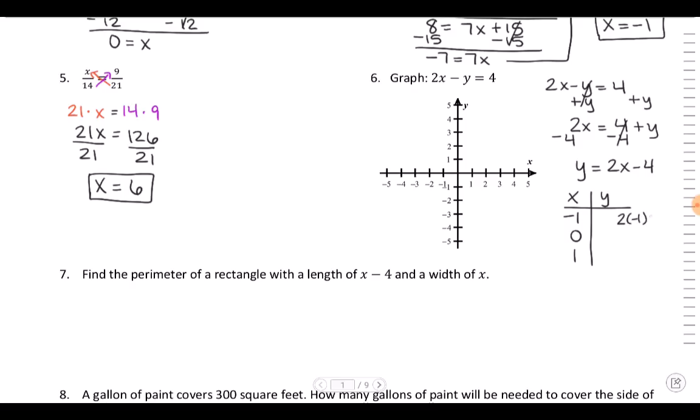2 times -1 minus 4, which is -6. Actually, that doesn't even fit on my graph. Okay, so 2 times 0 minus 4 would be -4. And then 2 times 1 minus 4 would be -2. So actually 0, 1, and 2 probably would have been better choices. Here, let's go ahead and just do 2. So 2 times 2 minus 4 would have been 0. Okay, there we go. Let's just erase this one right there.